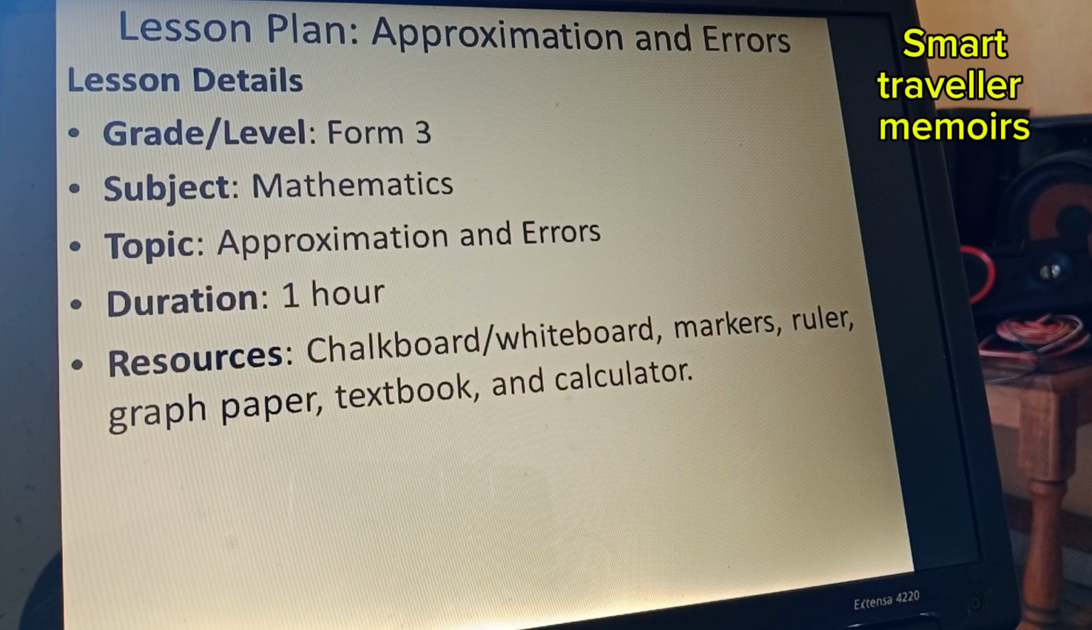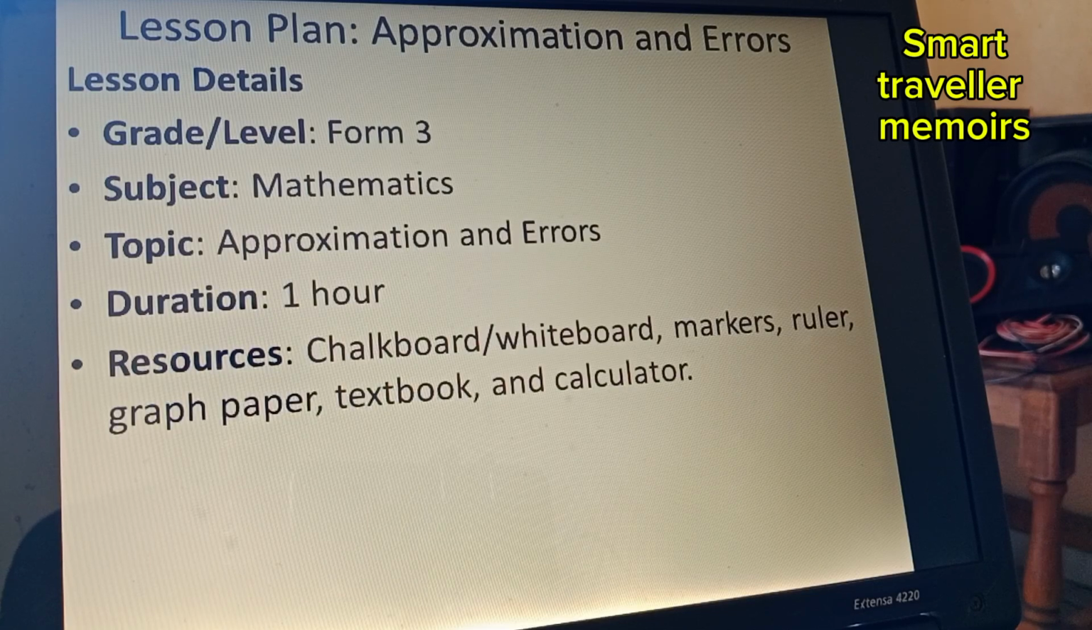So in the lesson plan, approximation and errors comes in Form 3 in the Kenyan education system. That is around grade 12, 13. And the subject is mathematics, approximations and errors. We will take 1 hour for this topic.